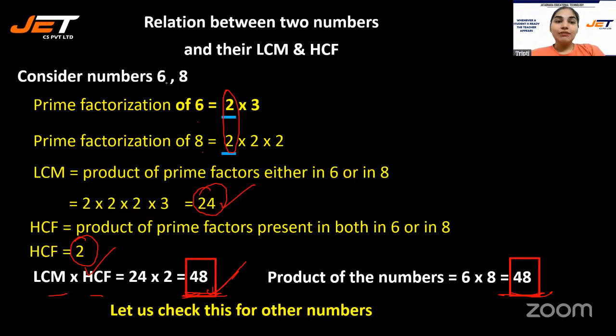Now, this is new, okay? Till here we did yesterday, but this is new. Here the numbers that we had were 6 and 8. What is 6 times 8? It is 48. That means both are equal. So the product of LCM and HCF of two numbers is equal to the product of the numbers, right? That's how we do it. Now let's see 12 and 18.